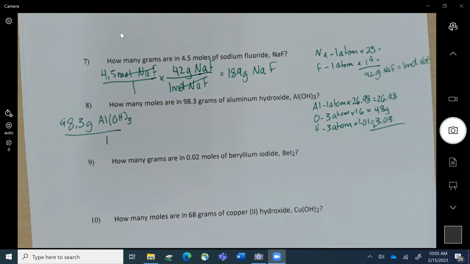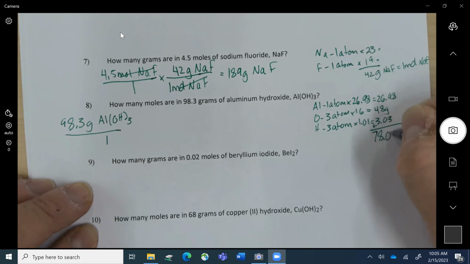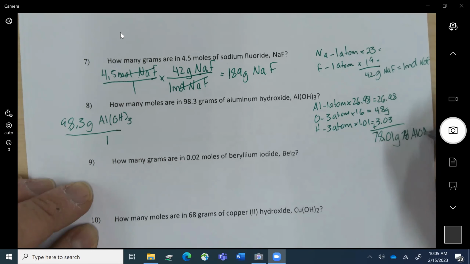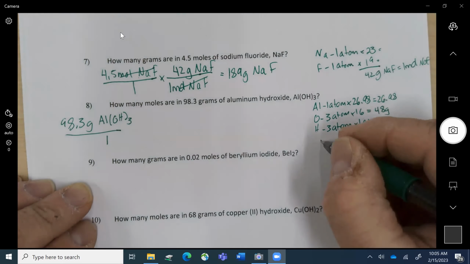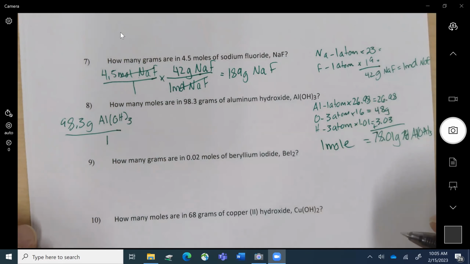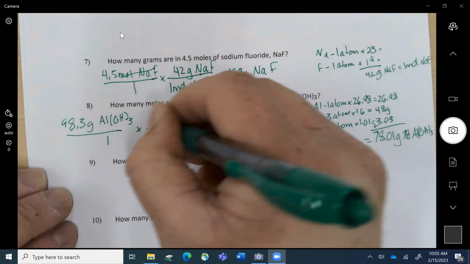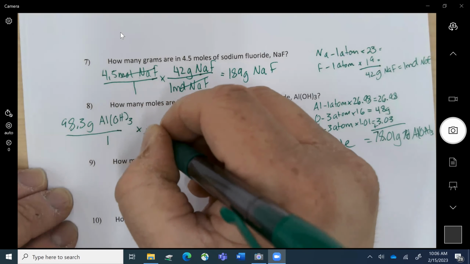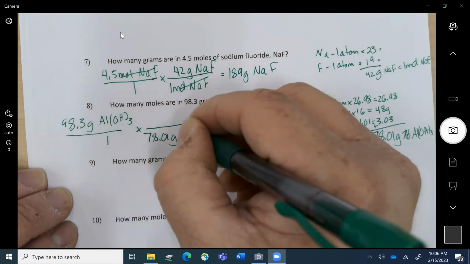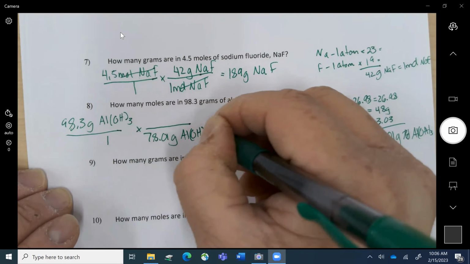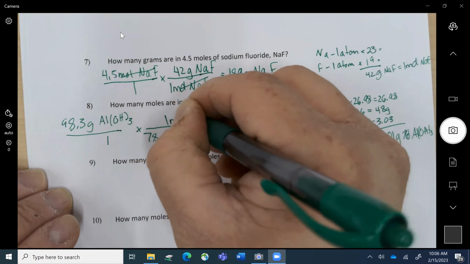So 26.98, 48 grams for the oxygens, plus 3.03 for the hydrogens. I add those together and that gives me 78.01 grams of Al(OH)3. That also equals 1 mole of that, if you remember. So it wants to know how many moles. It's going to be 78.01 grams of Al(OH)3 to 1 mole of it.